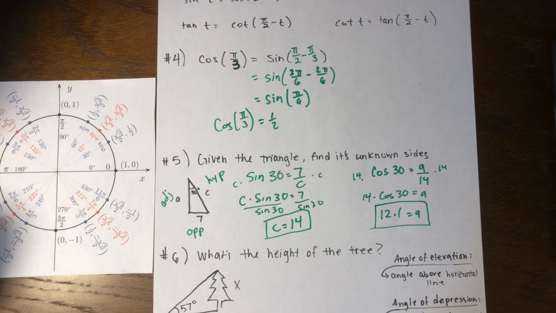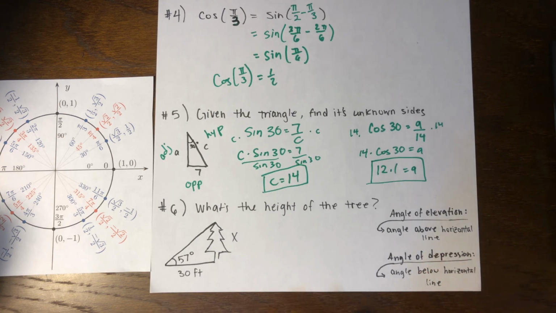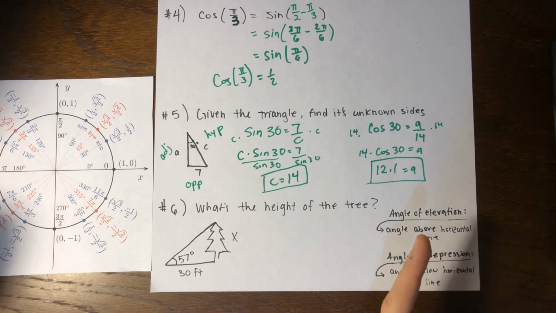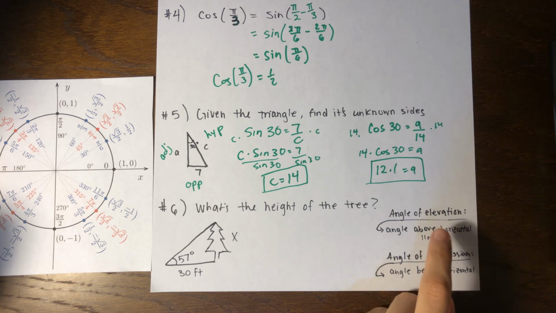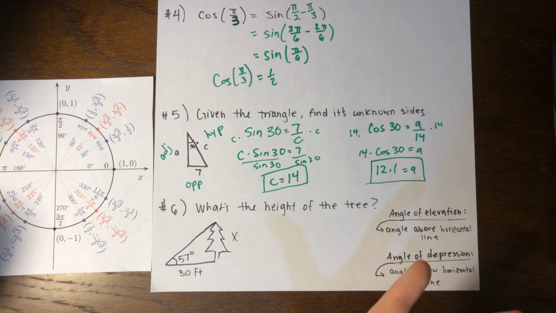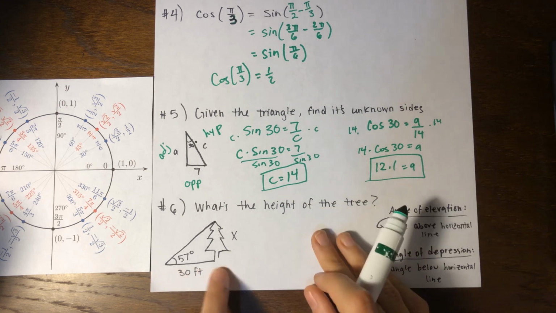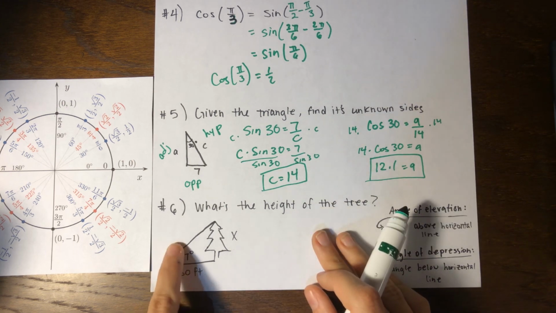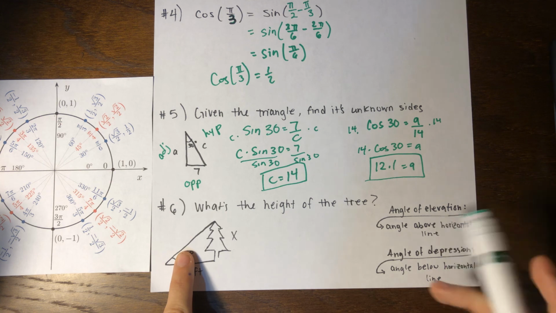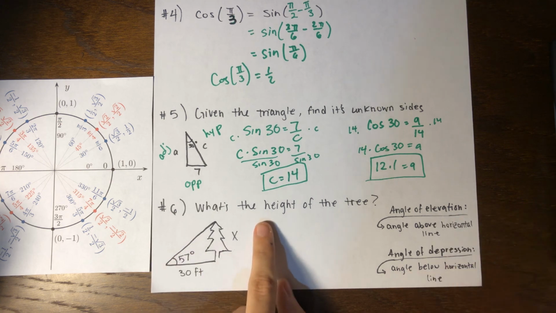Okay? One last one. We want to know what's the height of this tree. And in our lesson, they go into talking about the angle of elevation and angle of depression. Well, the angle of elevation is an angle that's above a horizontal line, and an angle of depression is an angle below the horizontal line. So here we have a horizontal line down here, and we have an angle above, so this would be an angle of elevation. That's just for you guys to know.